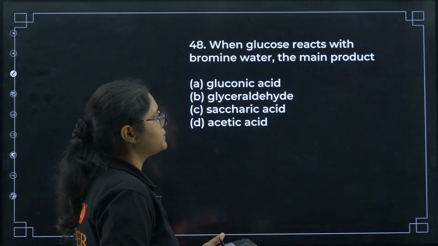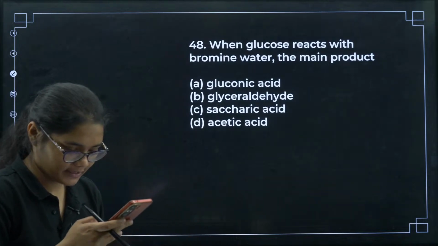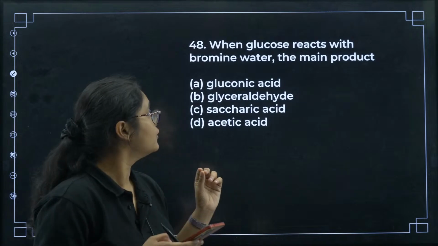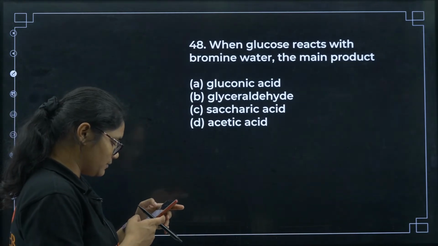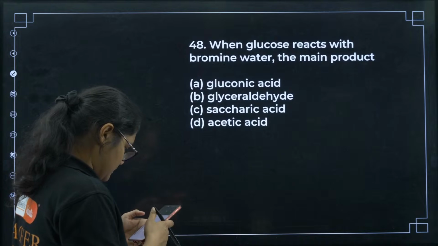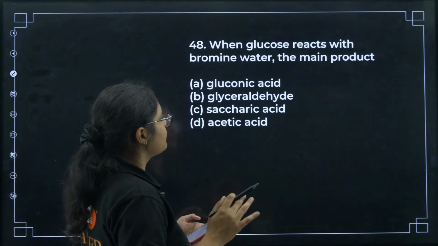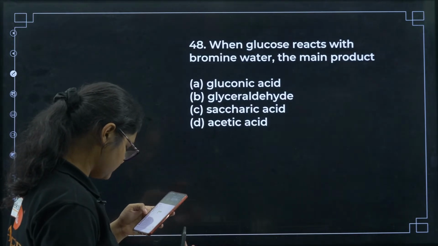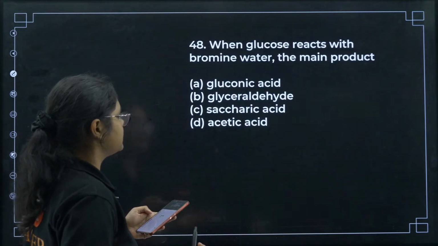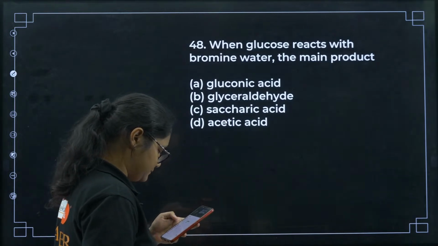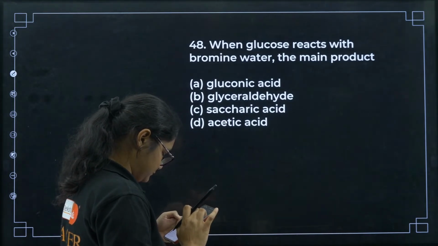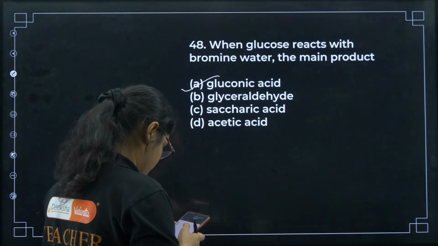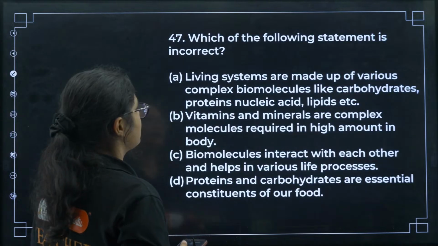Next, moving to question number 48. When glucose reacts with bromine water, the main product formed is? Okay. When glucose reacts with bromine water, the main product is gluconic acid, glyceraldehyde, saccharic acid or acetic acid. Yes, gluconic acid is the correct answer.